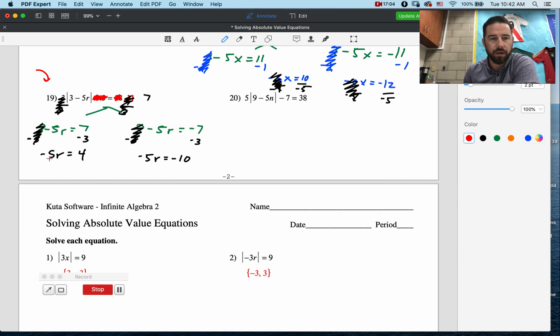And watch what we do here. Divide by negative 5, divide by negative 5. Divide by negative 5, divide by negative 5. And our answer, it looks like, is r equals negative 4 over 5. Got like a little voice crack thing going on right now. And I've got r equals, this guy's 2.